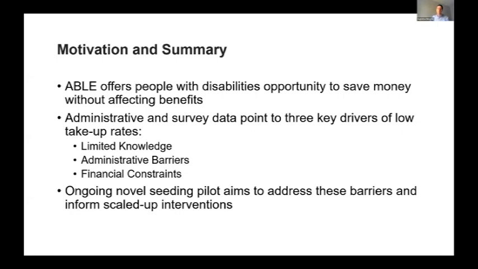We have access to a novel set of admin data at the state level in Illinois, and we complemented that with different survey data sources. And the picture that emerges from this preliminary work is that the take-up rate is relatively low, not just in Illinois, but also nationwide. And we've identified 3 key barriers to take-up, which is limited knowledge, so low awareness, some administrative barriers, and obviously the financial constraints. And I will talk to you later today also about these ongoing novel seeding pilots that are being made possible thanks to the RDRC generous grant.